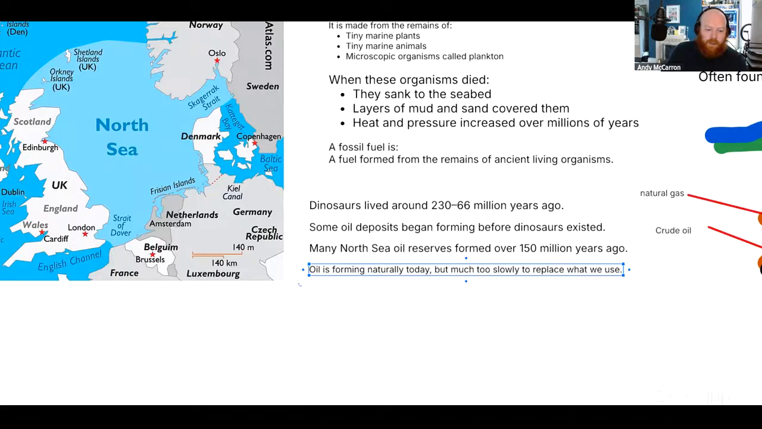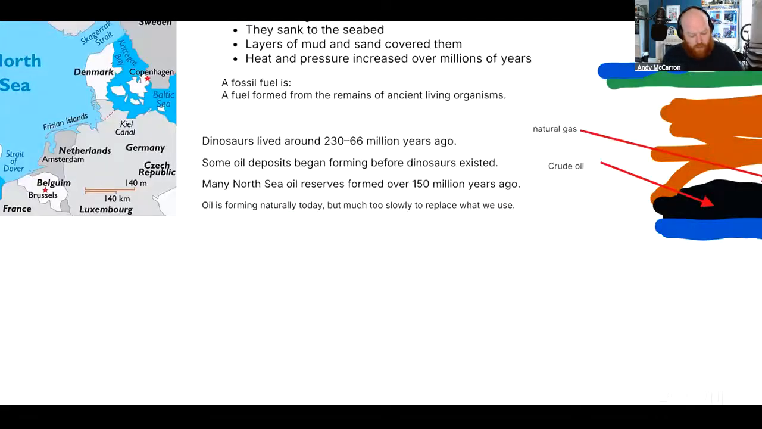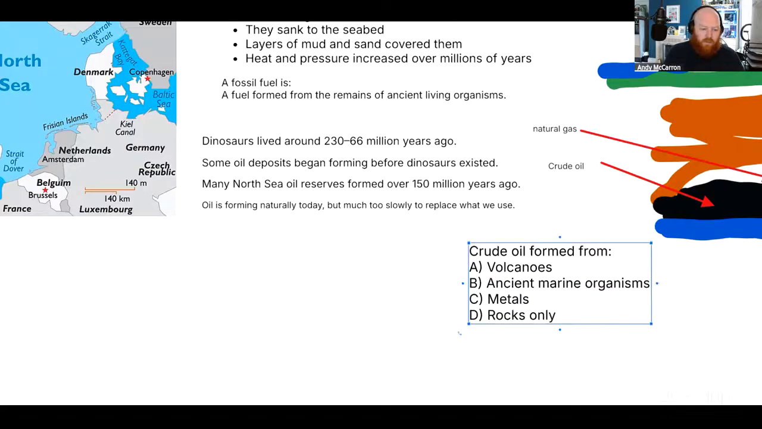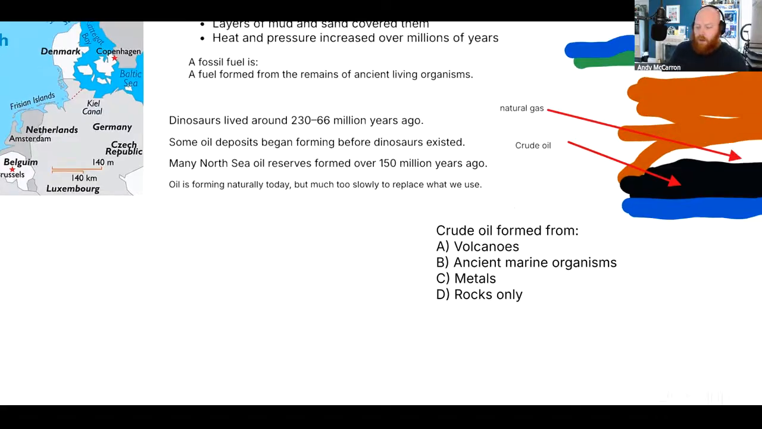With this multi-choice, what I will ask you is, crude oil is formed from what? Volcanoes, ancient marine organisms, metals, or rocks only? If you would like to comment in the chat or in the comment section of YouTube, that would be amazing, to tell me what you think.